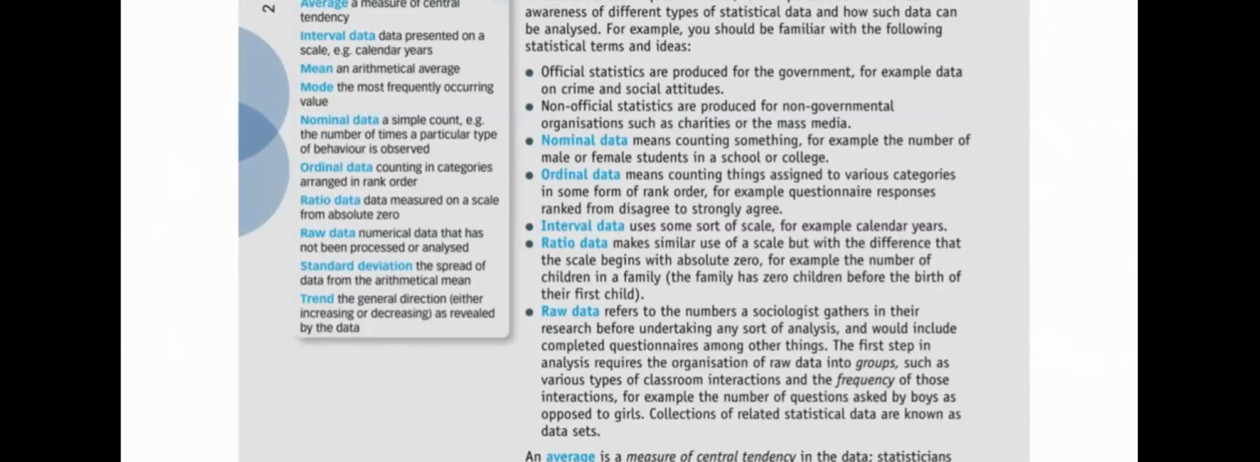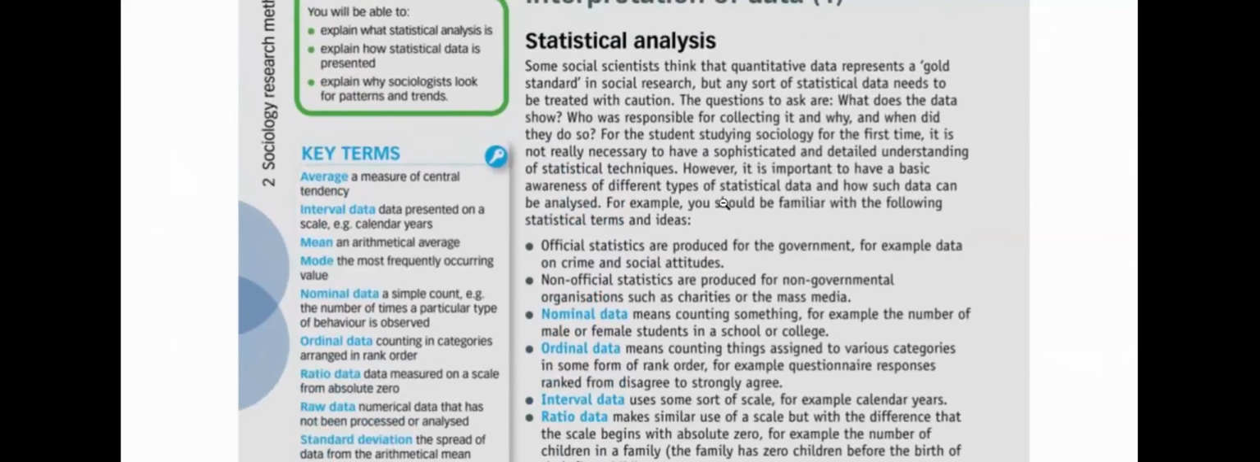Raw data is again your numericals that haven't been analyzed yet, so it can be just on a number line or anything. You don't really need to know this, but just to understand it, you don't need to get into the details. Standard deviation is how widely your data is spread in a bell curve. And yeah, that's pretty much it. So statistics are basically types of statistics.